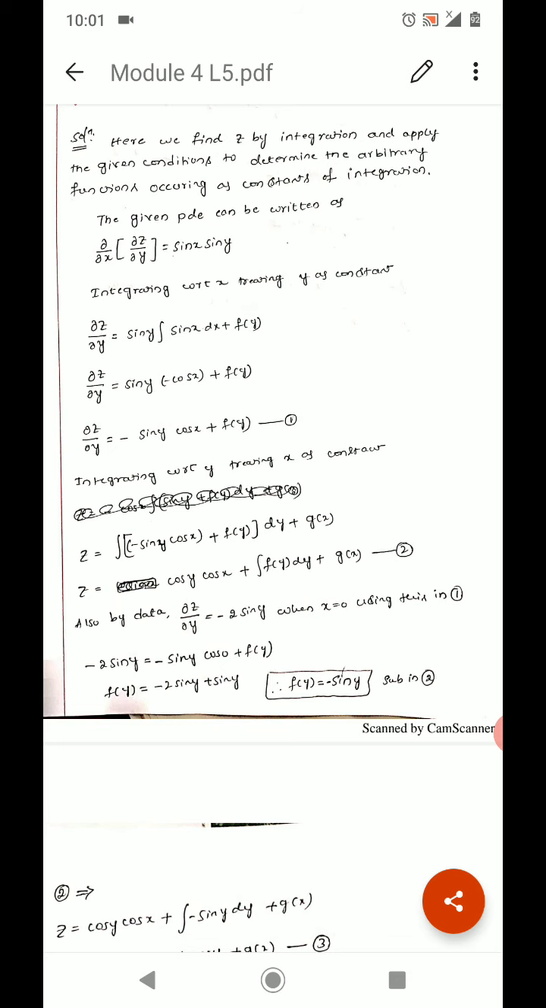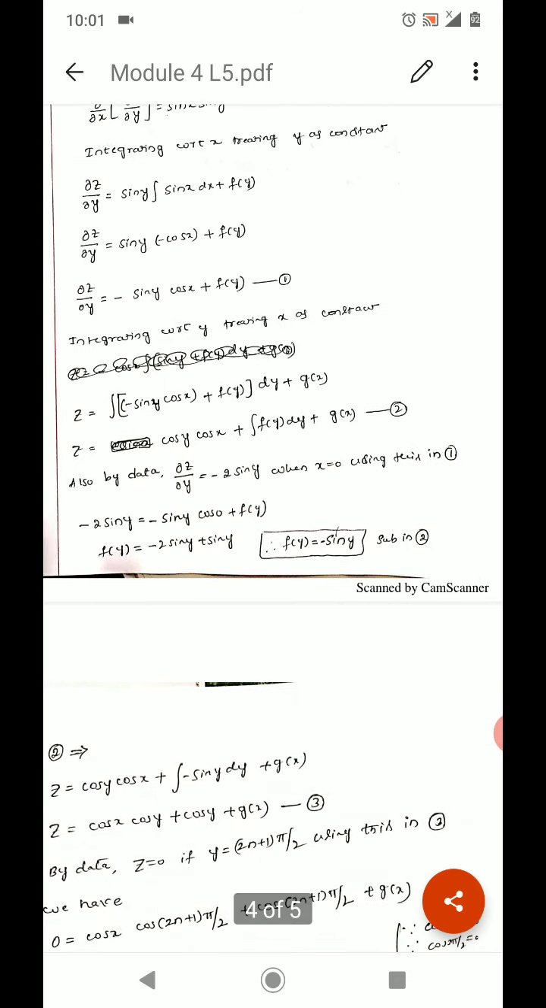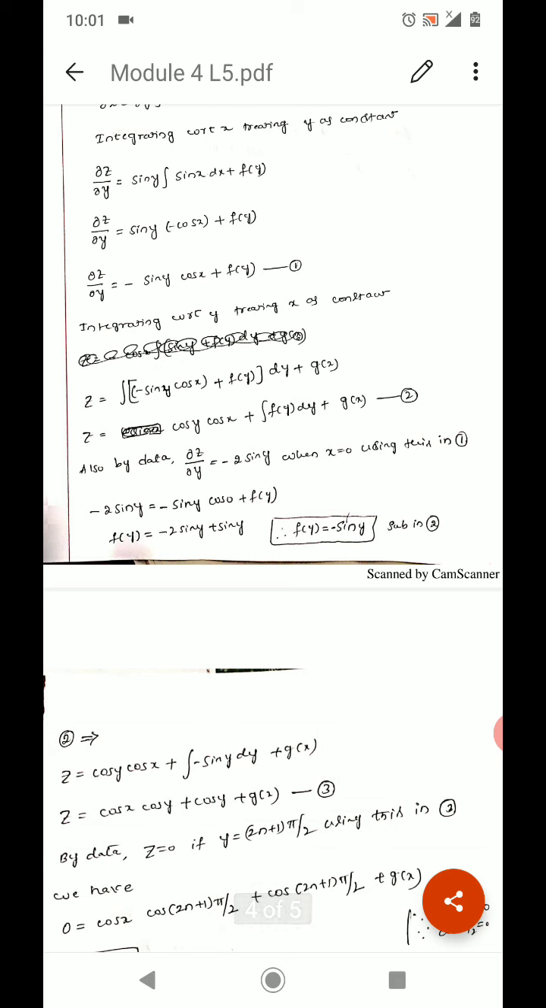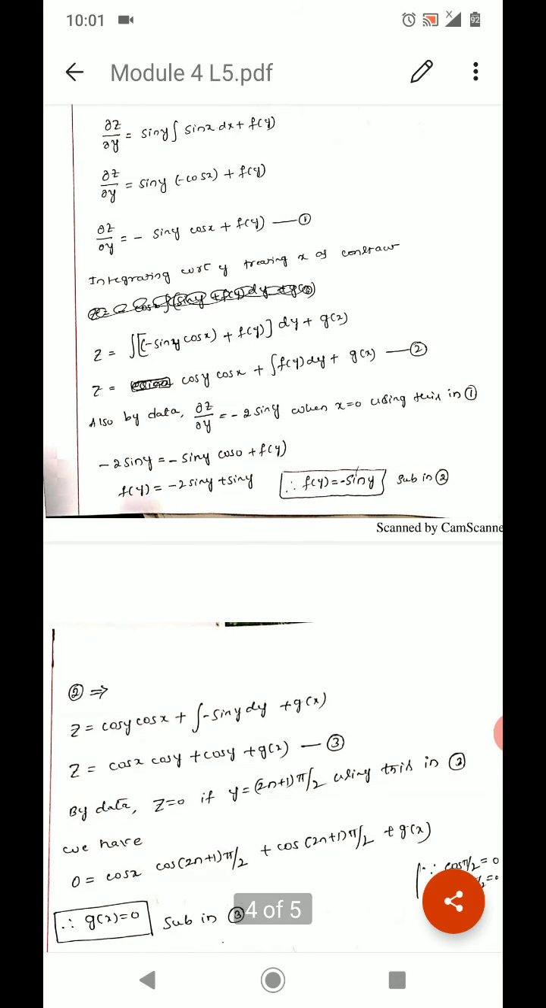So use this result in equation 2. So we obtain z is equal to cos y into cos x plus integration of f of y is minus sin y with respect to y plus g of x. So finally z is equal to cos x into cos y plus integration of minus sin is cos, so cos y plus g of x. So this is equation 3.